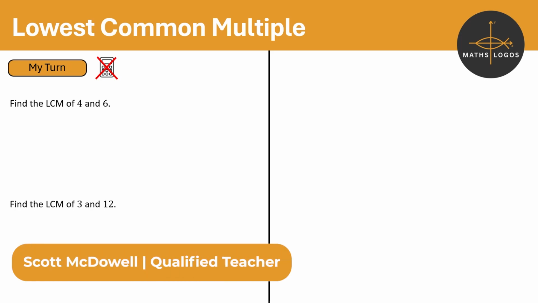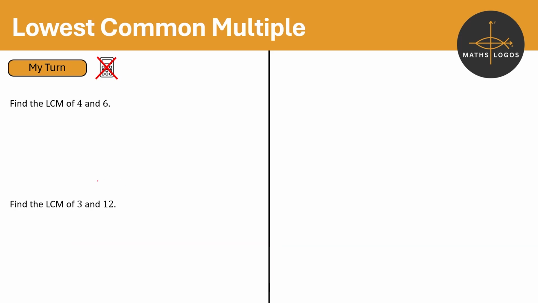In this lesson, we're going to look at the lowest common multiple. So let's look at our first example. Find the lowest common multiple of 4 and 6.